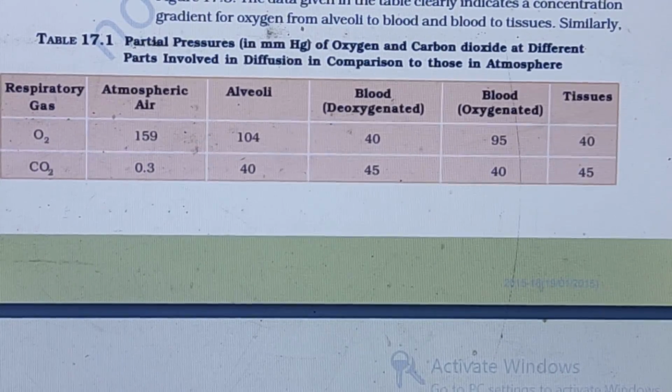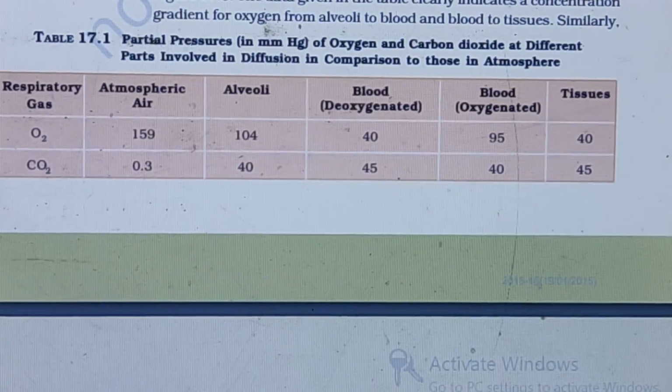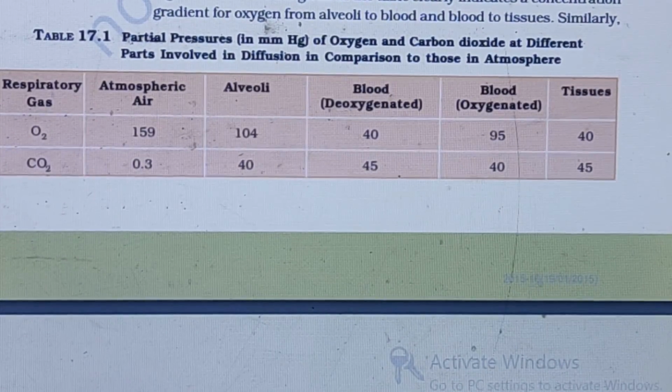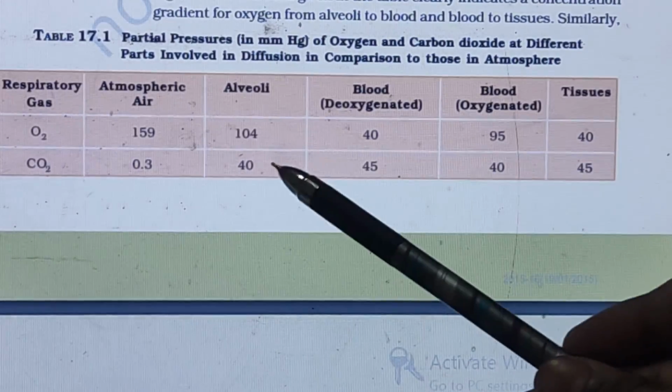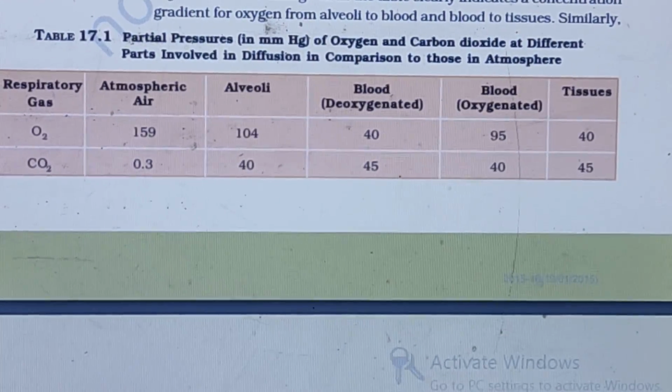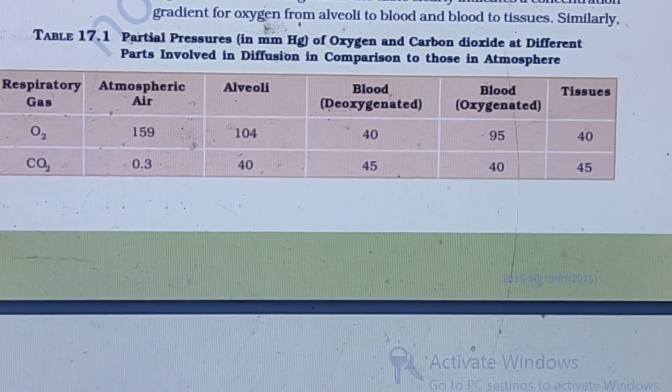Listen carefully. For deoxygenated blood and for tissues, for both of them, the PO2 and PCO2 values will be same. The next trick is for alveoli and for oxygenated blood, for both of them, PCO2 will be 40, whereas for deoxygenated blood and tissues, the PO2 will be 40. If you remember this, it's enough.